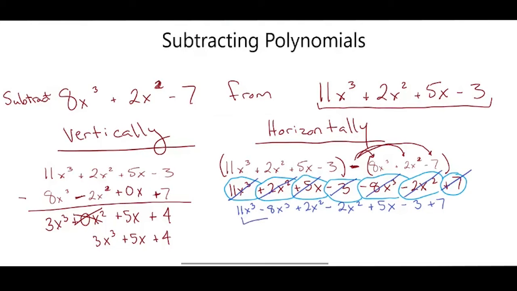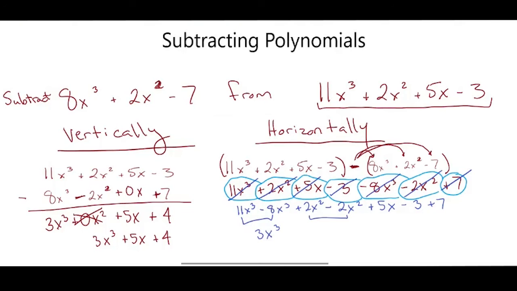Now I can combine like terms. So I have 11x to the third minus 8x to the third. That's 3x to the third. And I have 2x squared minus 2x squared. Well, that's 0x squared, which is just 0. So I don't even need to bother putting the x squared terms.